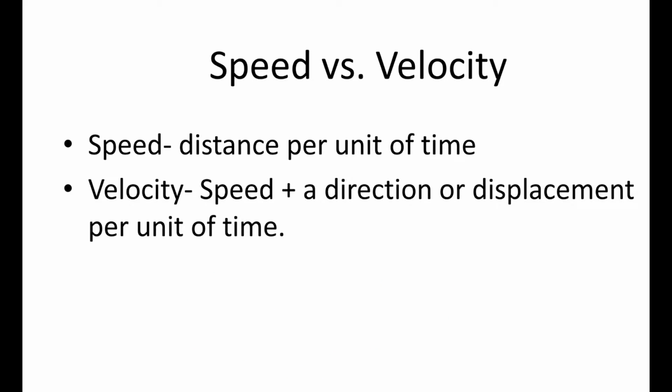Next thing here is speed versus velocity. Speed is the distance per unit of time, and velocity is speed plus direction, or displacement per unit of time. So an example of a speed would be I'm going 10 meters per second. An example of velocity would be I'm going 10 meters per second north. You guys understand the difference between that?